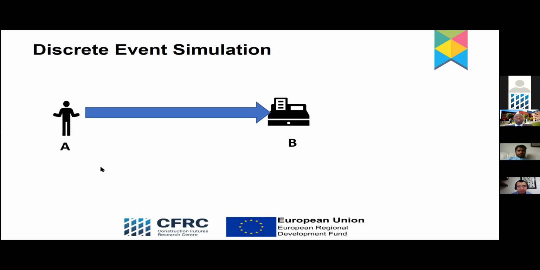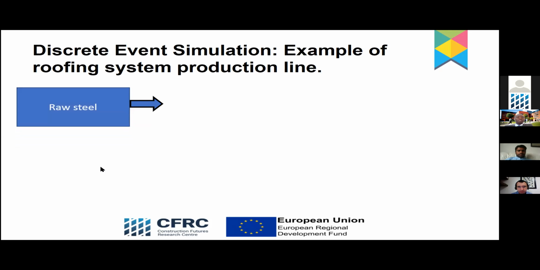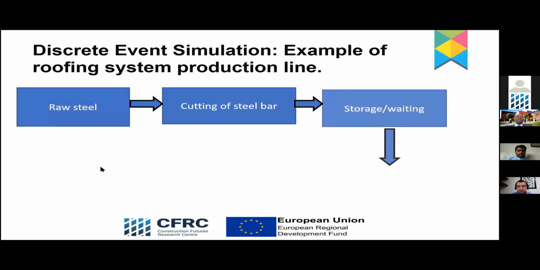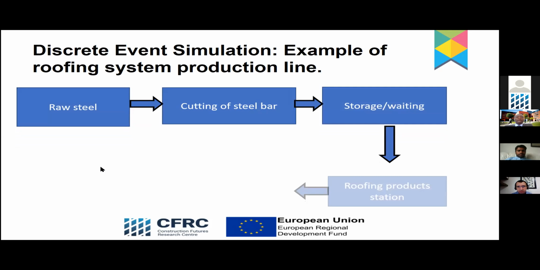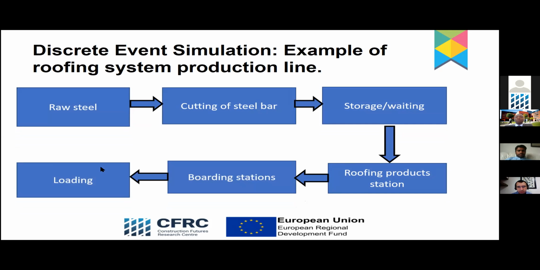So we can use this to model a shop floor, maybe for production of a roofing system, which is one of the examples I'll be showing us shortly. So maybe this is a roofing system. You are trying to set up a factory. Your first production point is the raw material. The second production point, maybe you have this material being machined into bar. Then you have the storage part. You have the roofing product station. You have your boarding station, your loading station.